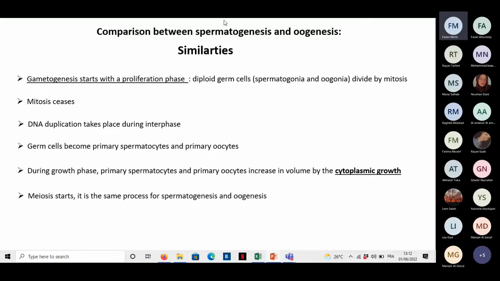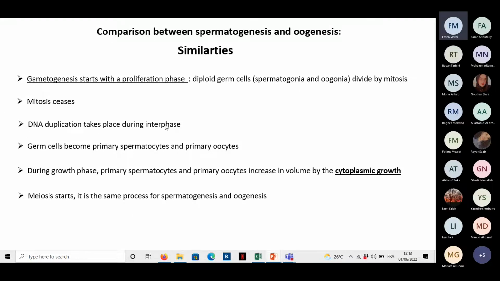But the difference is that during spermatogenesis, we have mitosis again and proliferation again after puberty. So the spermatogonial cells can divide again after puberty to produce new spermatogonia and other cells. However, in oogenesis, we will not have mitosis anymore. It's only the primary oocytes that will continue their meiosis, okay? But we don't have any more oogonia that will divide to give primary oocytes. This proliferation phase is reserved for the phase before birth in the females.